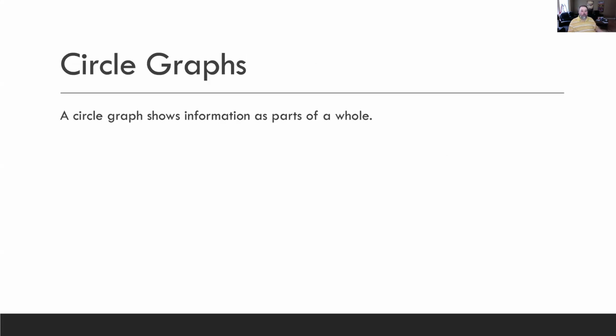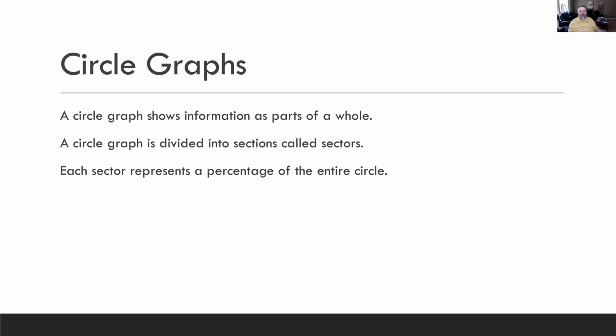All right, circle graphs. A circle graph shows information as parts of a whole. So it's kind of like a fraction, and a circle graph is kind of like the whole, and each of the segments in the circle graph is like a fractional portion of that. A circle graph is divided into sections called sectors. Each sector represents a percentage of the entire circle. All the sectors in the circle graph add up to 100%, which is the whole circle.